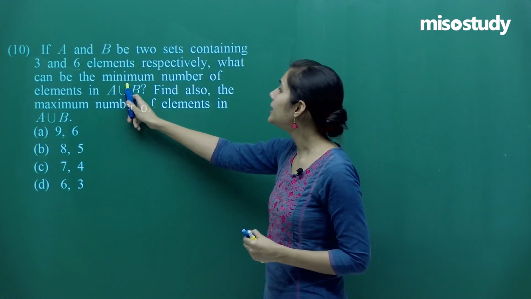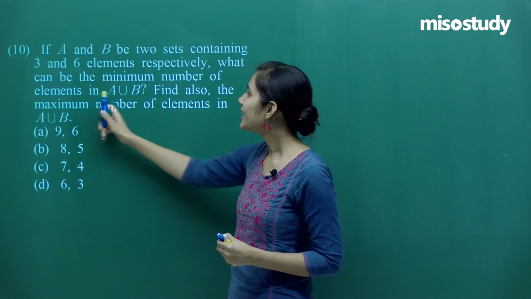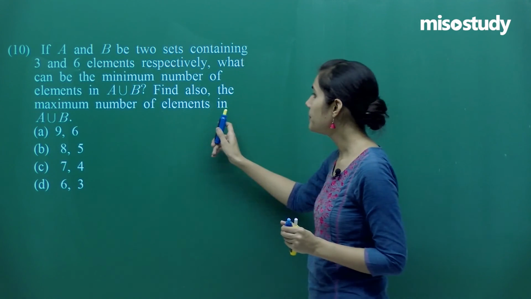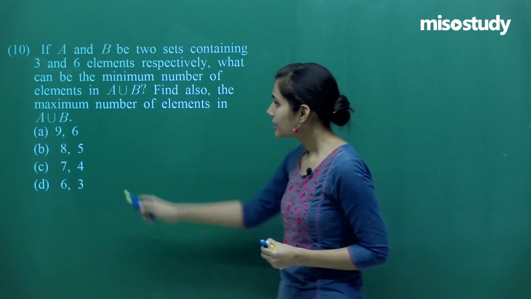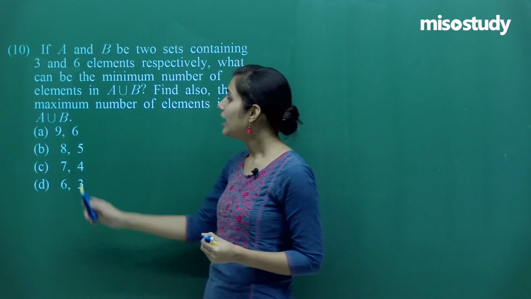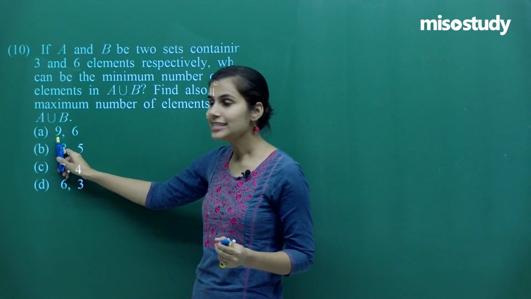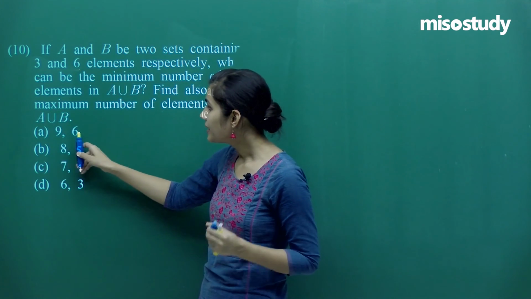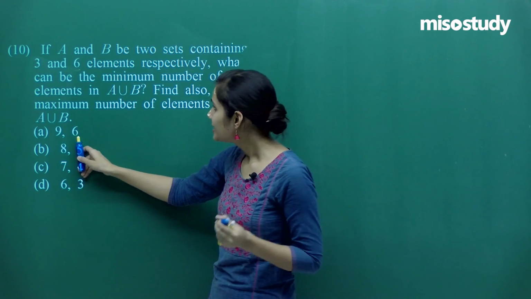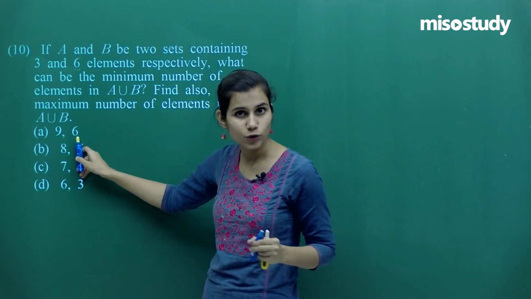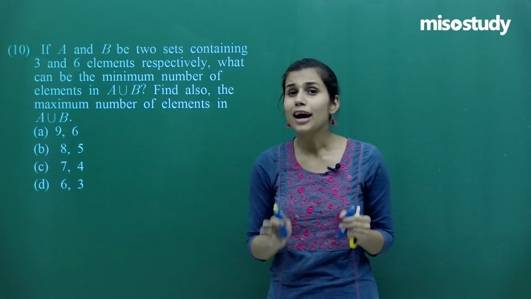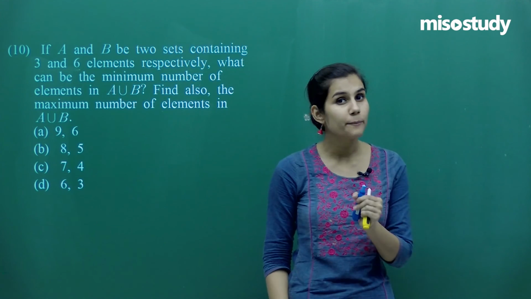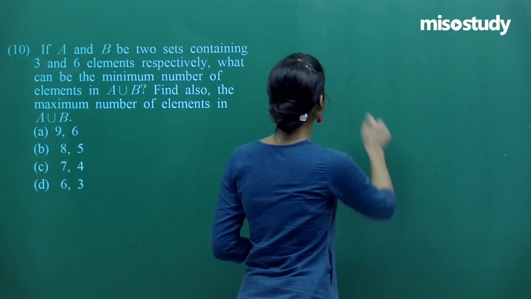What can be the minimum number of elements in A union B, and also find the maximum number of elements in A union B? The tuples that are given basically are, the first element tells you the minimum number of members in A union B, and the next element in the tuple tells you the maximum number of members in A union B. So all in all, we have to deal with A union B. Therefore, let us write the formula for the number of members in A union B.